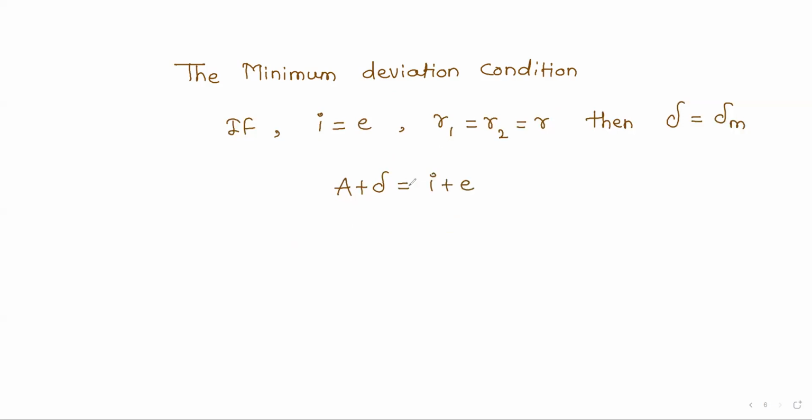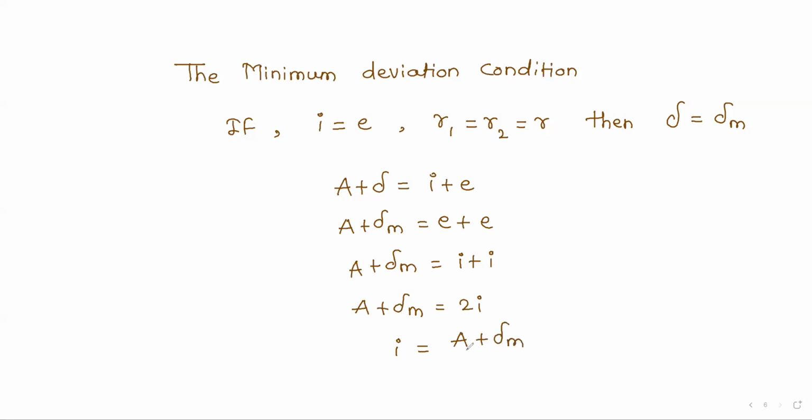So let's substitute the values over here. I can say A plus delta M. Here I plus E is the same, so we can say E plus E, and A plus delta M. You can say I plus I, whichever you take. But here we require the angle of incidence, so I will take I instead of E. So A plus delta M is equal to twice I. Just change the side of the 2. So we will get the angle of incidence as A plus delta M divided by 2. So this is our angle of incidence.